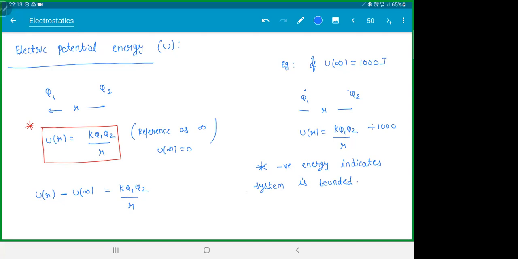Example, in a hydrogen-like atom, we say the energy of the hydrogen atom is minus 13.6 eV. Energy of the electron in the first orbit is how much? Minus 13.6 eV. What is the meaning of this? If we give 13.6 eV, the electron goes away from the proton, the nucleus. Electron goes away to infinity.